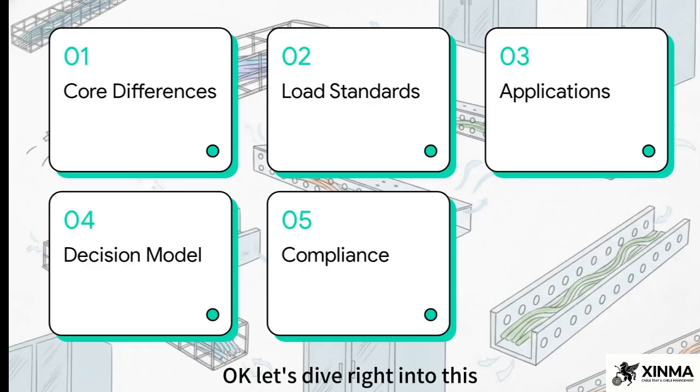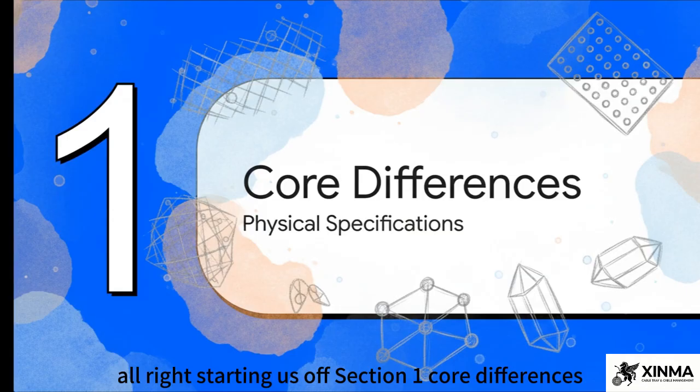Okay, let's dive right into this. We're going to use a really structured, analytical framework today. We'll cover our core differences, structure and load standards, data center applications, a 5-factor decision model, and finally, industry compliance. All right, starting us off, Section 1, Core Differences.